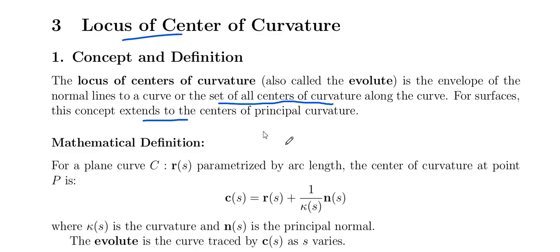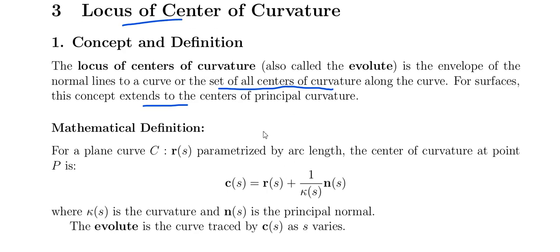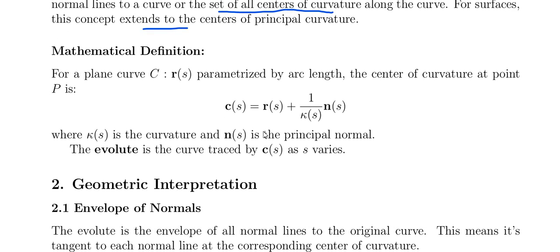Okay, what is the mathematical definition for the center of curvature? For a plane curve C, r of s is parametrized by arc length. The center of curvature at a point P is defined as c of s equals r of s plus 1 by kappa of s into n of s. The kappa of s is called the curvature and n of s is the principal normal. The evolute is the curve traced by the c of s, the locus of the center of curvature.